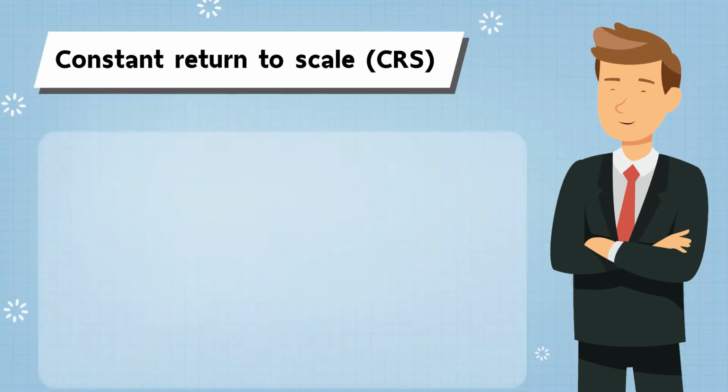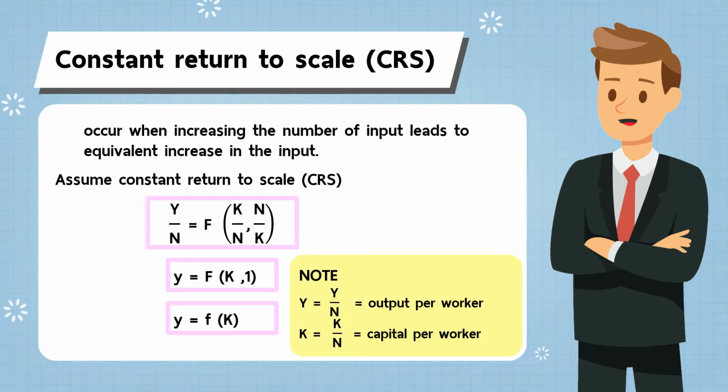The production function used in the analysis is as follows. Y is equal to a function of K and N, where K is capital and N is labor. In this case, we assume constant returns to scale. Constant returns to scale occur when increasing the number of inputs leads to an equivalent increase in the output. So we divide the function by N to write the production function in terms of output per worker.